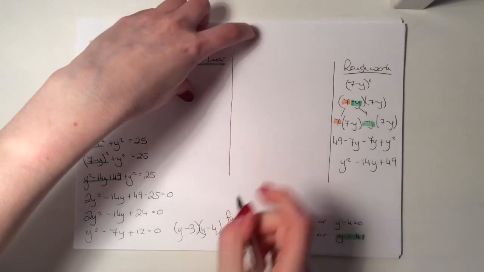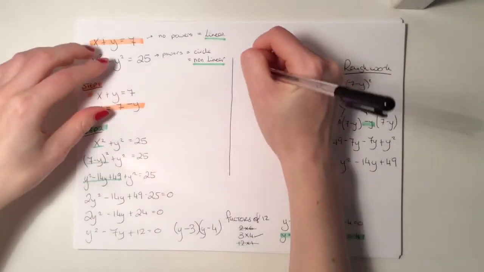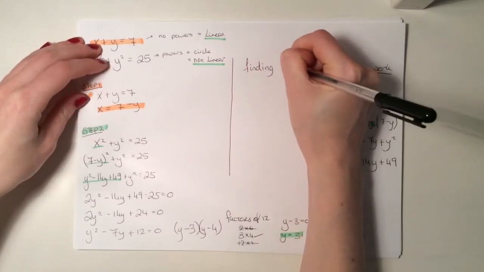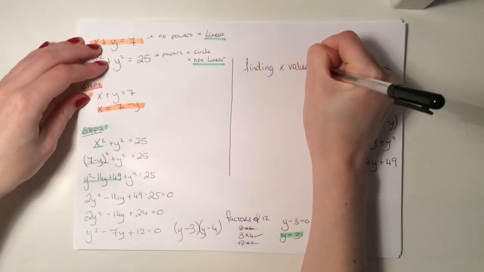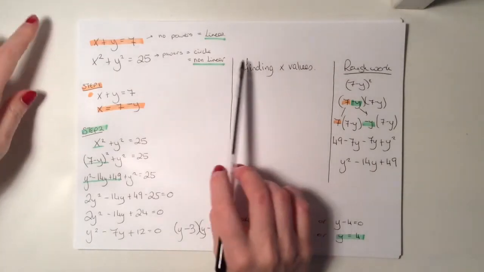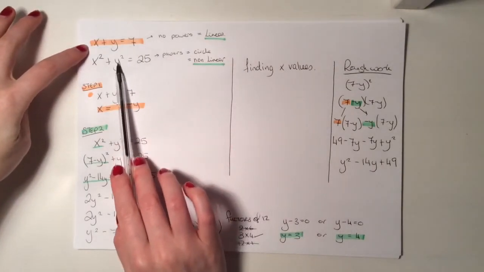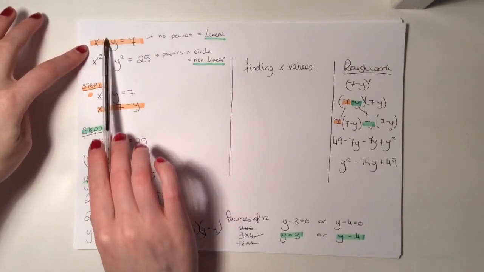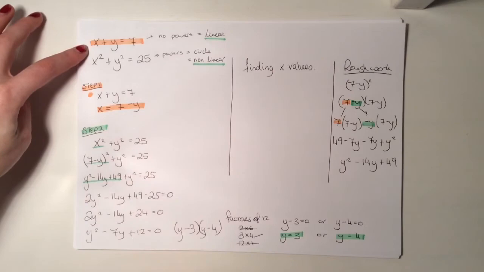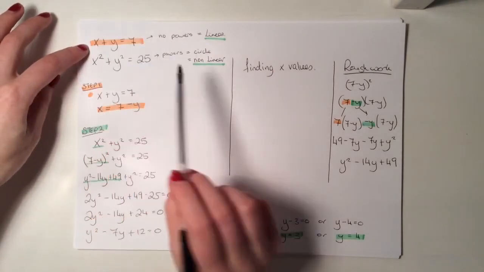So now I'm going to go up here to find the x values. So we know what the y's are now. So let's go back to our original question. Okay, back up to the original equations, and I'm going to pick the linear one because I want to make life easier for myself.